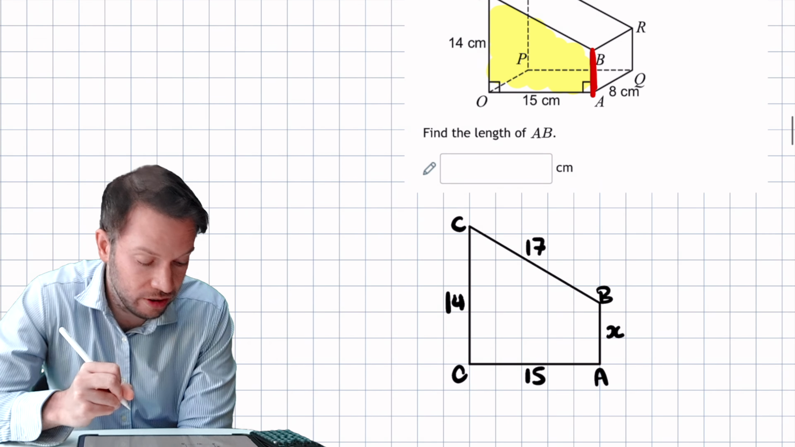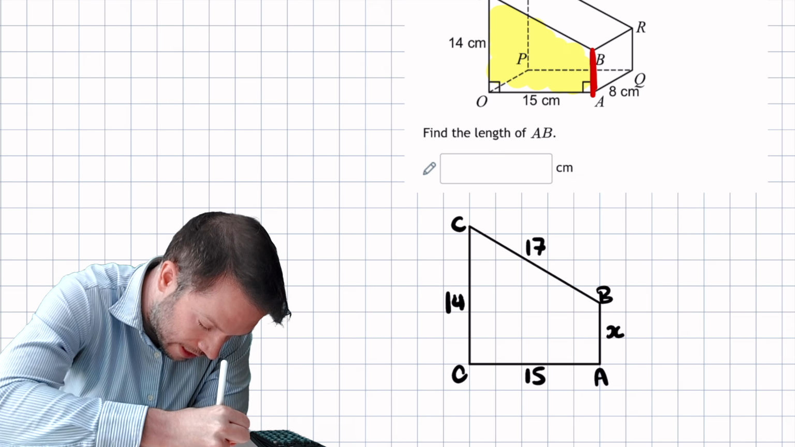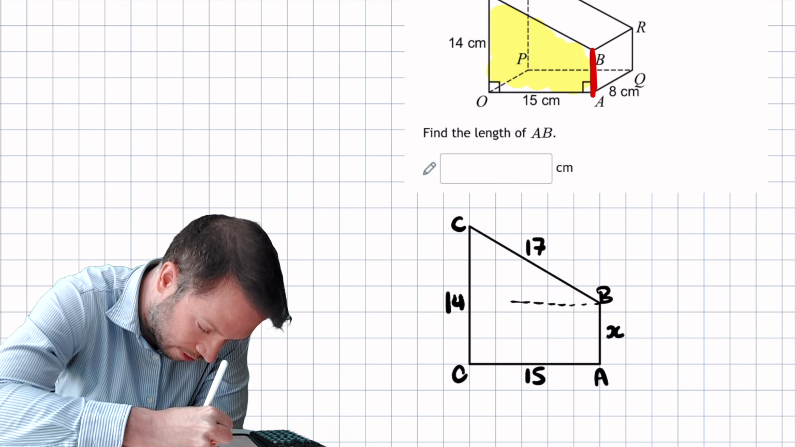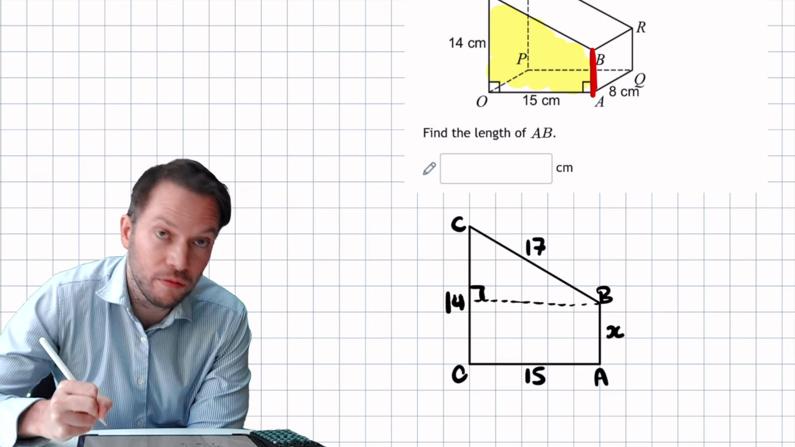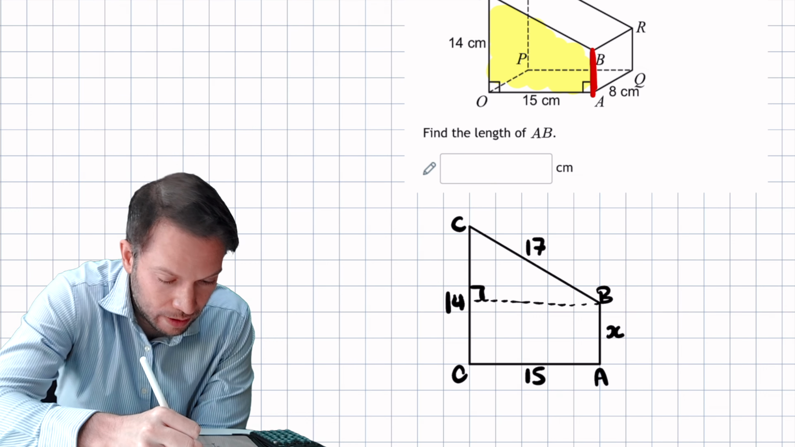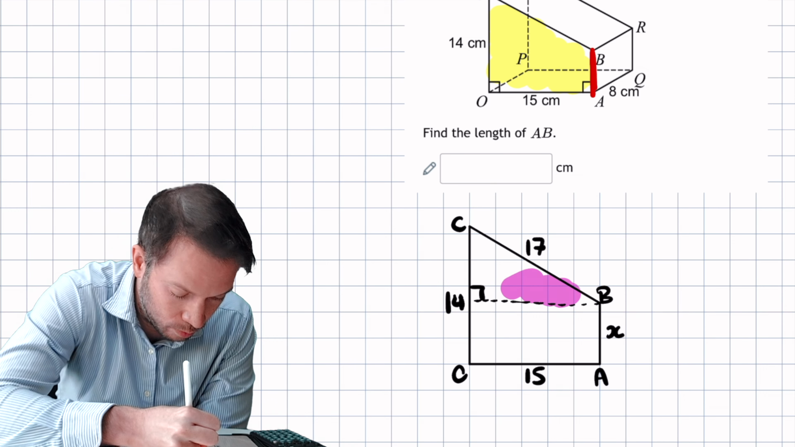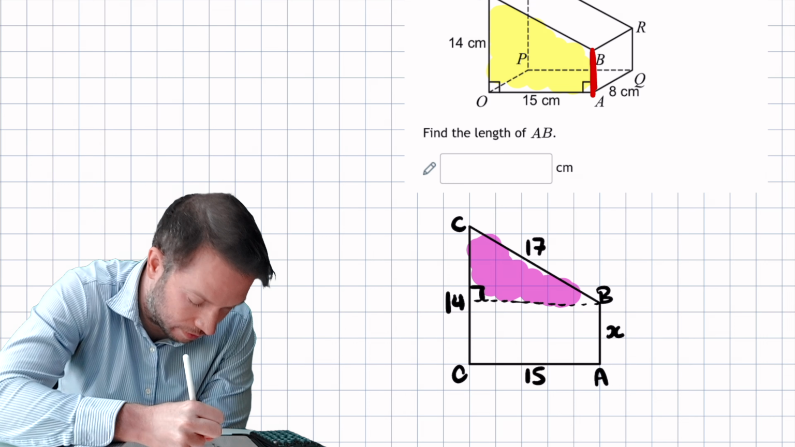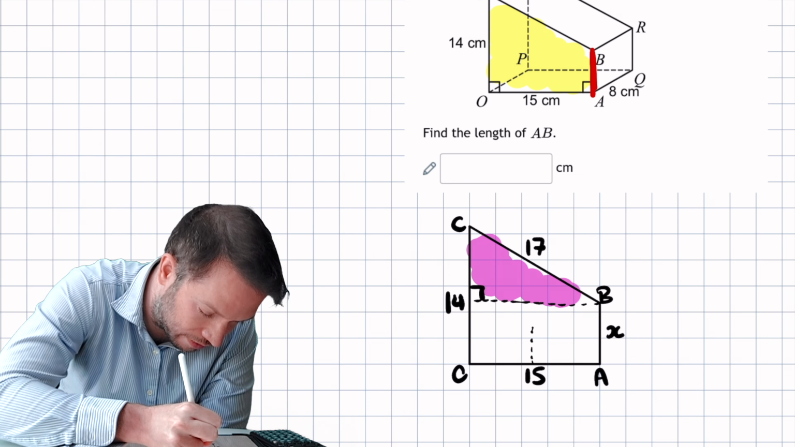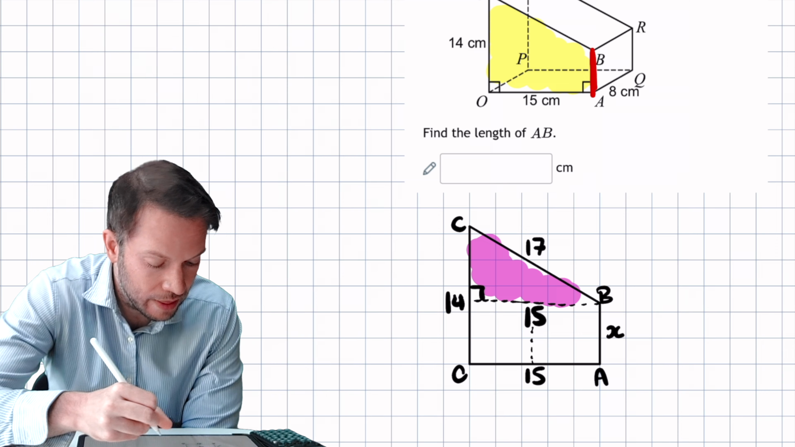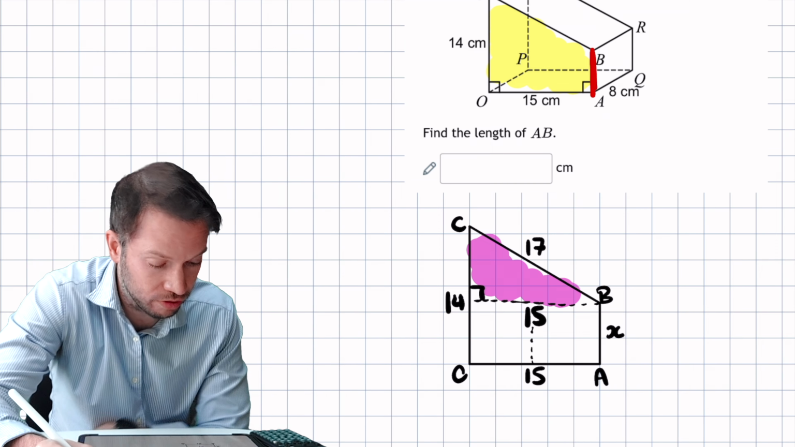Now, what we could do is split this to form a right angle triangle. So this is a right angle triangle here. And then I can just note, for example, that the 15 here is the same as this length here. And then we can use Pythagoras on that purple triangle.